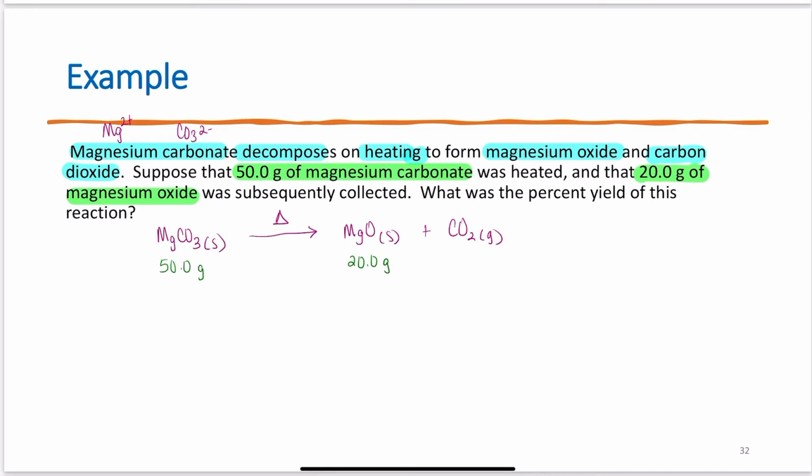Well, remember percent yield is calculated by taking your actual yield and comparing it to your theoretical yield and multiplying that ratio by 100% to put it into percent form. Theoretical yield is what you're going to get from your stoichiometric relationship. So, how many grams of magnesium oxide could I theoretically produce if I decompose 50 grams of magnesium carbonate?